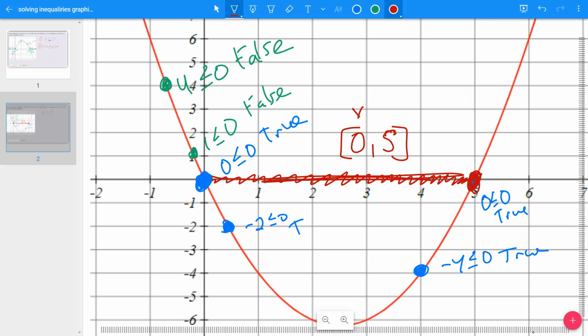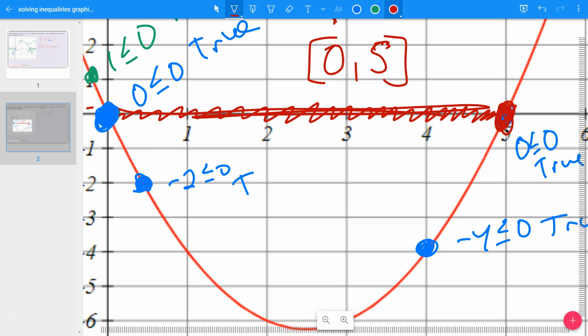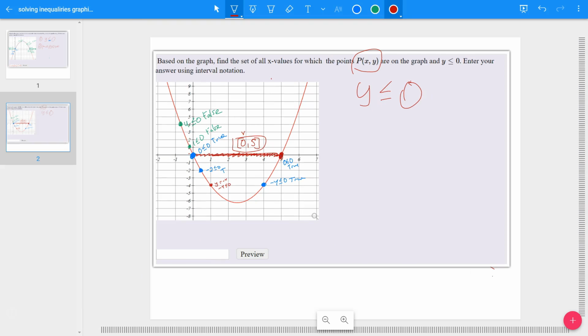So for any value of x from this range of inputs, right here, let me zoom in. For any value of x from 0 to 5, if you look down at the graph, the y coordinate, which for example is negative 4, is less than or equal to 0. That is true. So this is what you put in the box: 0, comma 5. And that's it.